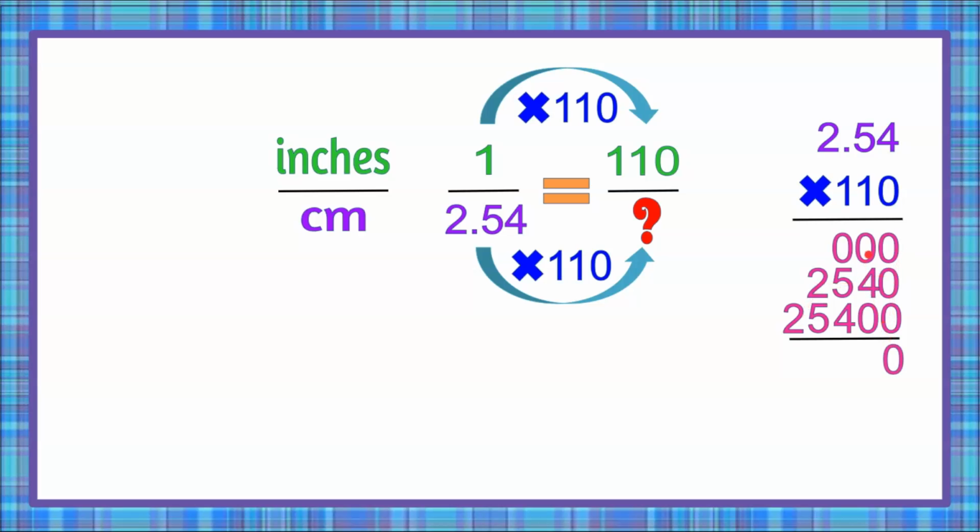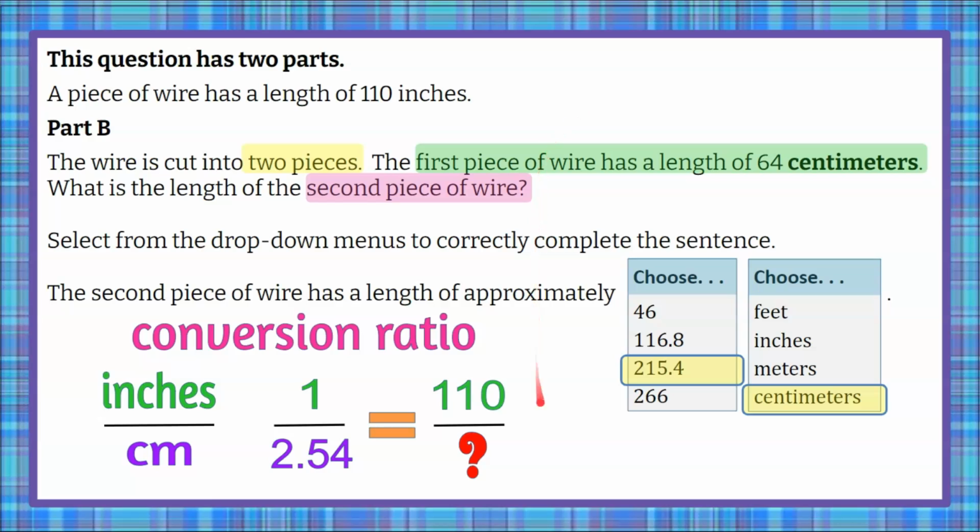All 3 zeros are 0. 0 plus 4 plus 0 is 4. 0 plus 5 plus 4 is 9. 2 plus 5 is 7. And then 2 plus nothing is just 2. I have 2 decimal points in my 2 values above, so I need to have 2 decimal points below. So here's where my decimal point is going to go, and I can conclude that 110 inches is 279.40 centimeters.